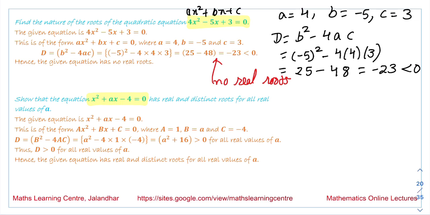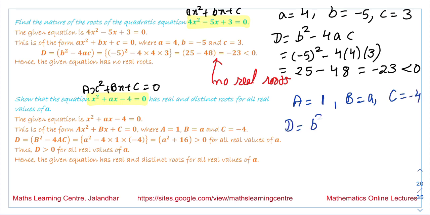Now comparing this equation with ax square plus bx plus c is equal to 0, the value of a we have is 1, the value of b is a, and the value of c is minus 4. So the discriminant is b square minus 4ac, which is equal to a square minus 4 into 1 into minus 4. This is equal to a square plus 16.